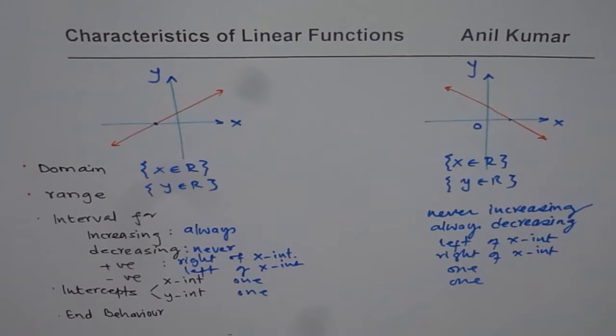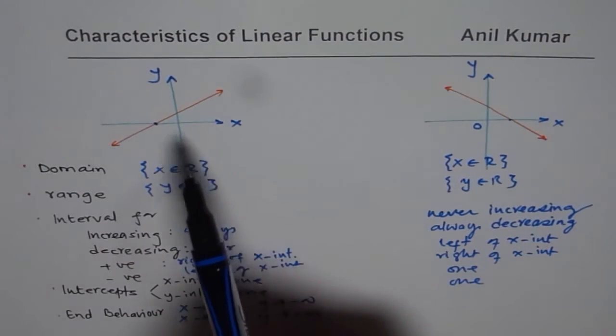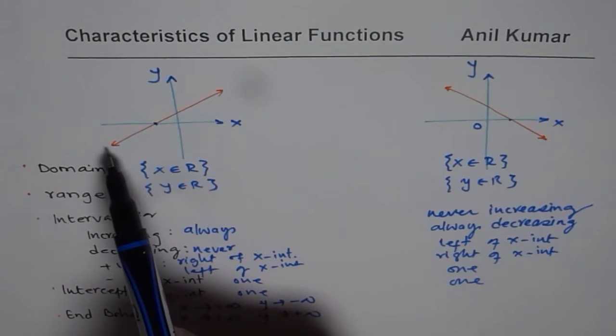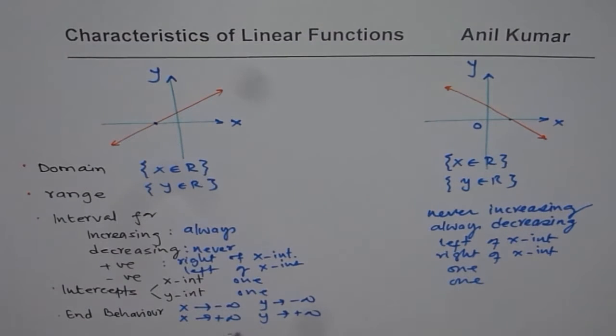End behavior. When we talk about end behavior, we need to consider what happens when x becomes negatively large. So I'm writing negatively large with negative infinity. We see y also becomes negatively large, and when x becomes positively large, y also becomes positively large, right? So it is in the same direction, right? So it moves from quadrant 3 to 1, correct?